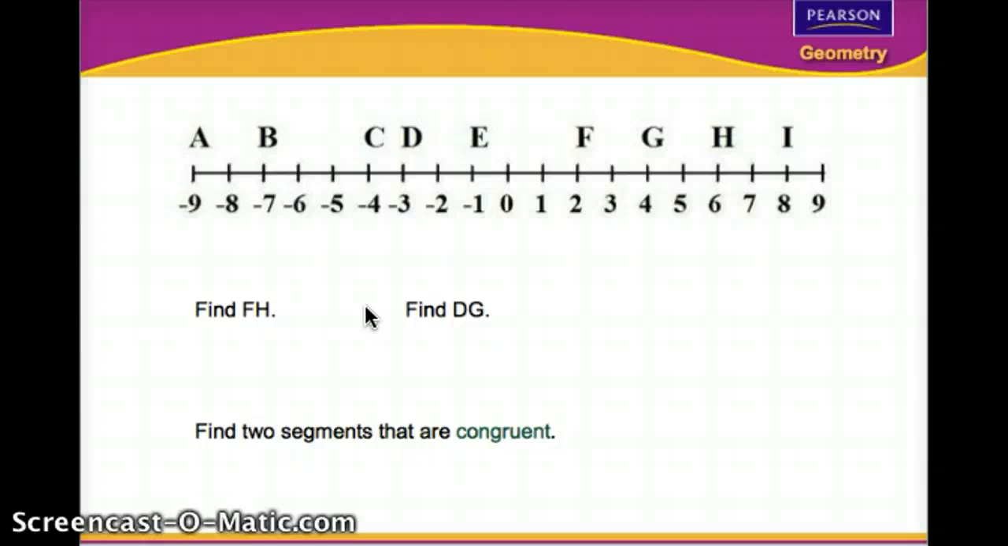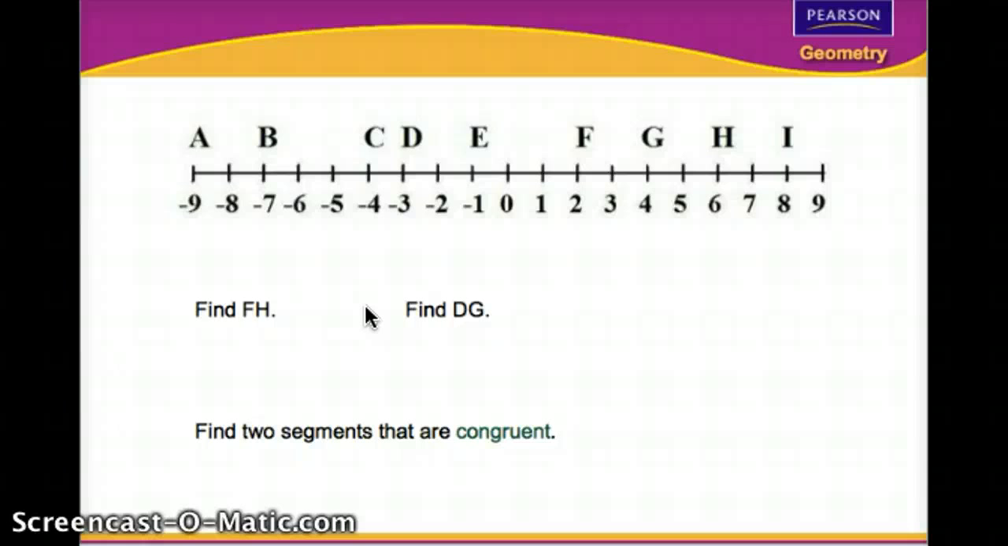We are going to use the absolute value of the difference of those two numbers. 4 minus -3 is 7. -3 minus 4 is -7, but the absolute value of that is 7. Since we are talking about distance, we are talking about absolute value.